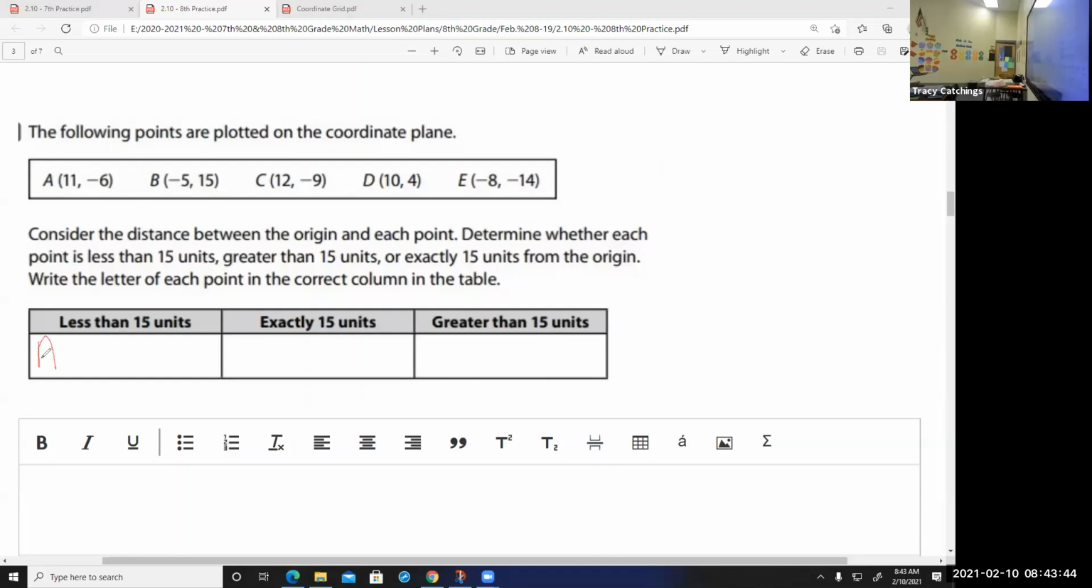All right, looking at B. We're still going from the origin. They gave us -5 and 15. So what's our distance on our X and our Y? All right, so if I went to -5, 15, how far did I move on my X-axis? How far did I move on my Y-axis from the origin?